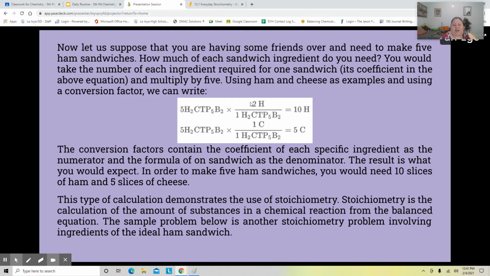In order to make 5 ham sandwiches, you would need 10 slices of ham, 5 slices of cheese. This type of calculation demonstrates the use of stoichiometry. Stoichiometry is the calculation of the amount of substances in a chemical reaction from the balanced equation.